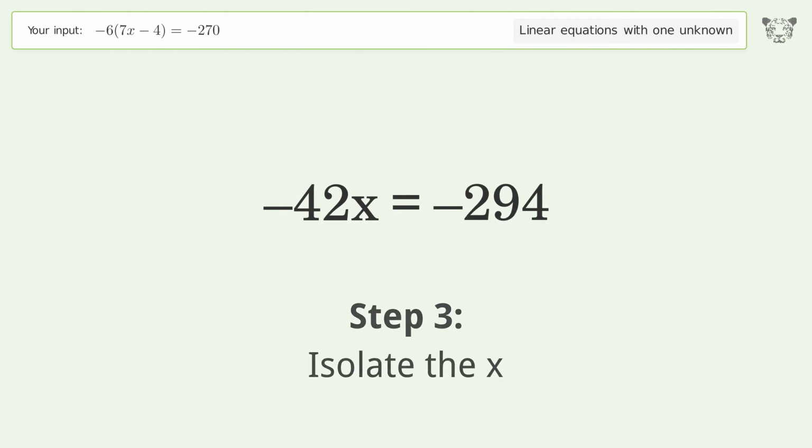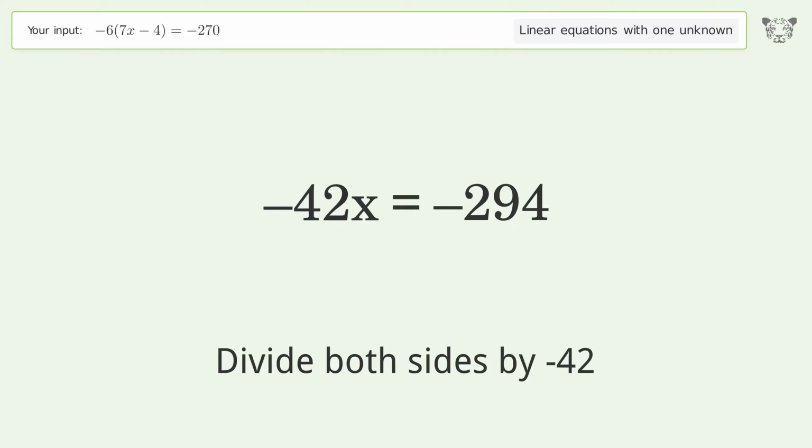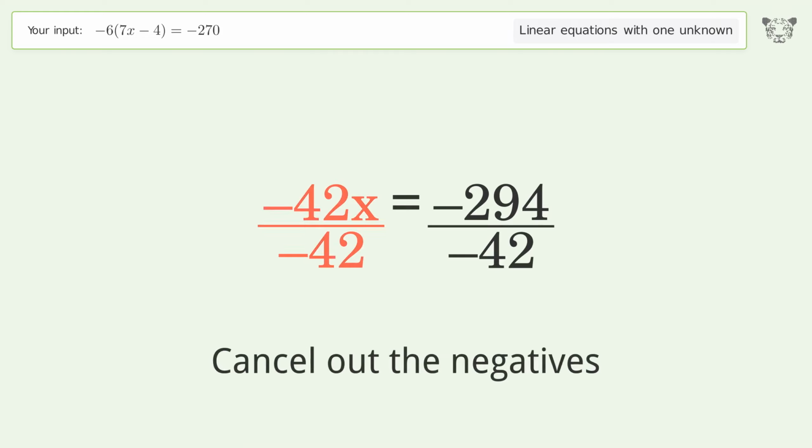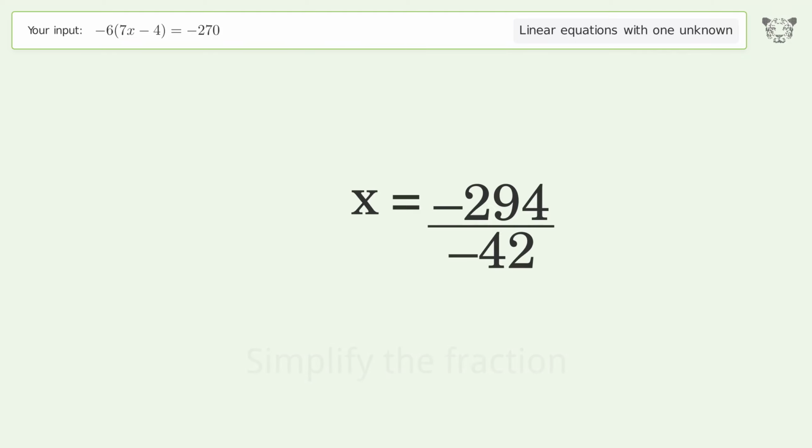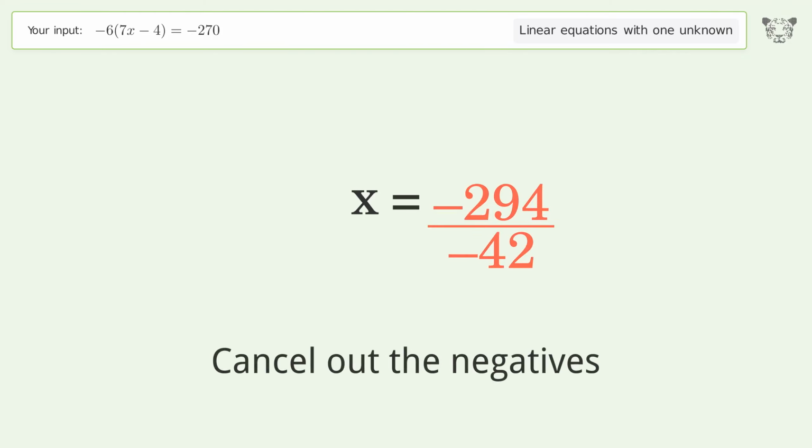Isolate the x. Divide both sides by -42. Cancel out the negatives. Simplify the fraction. Cancel out the negatives.